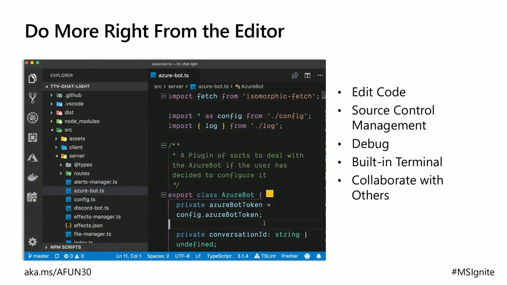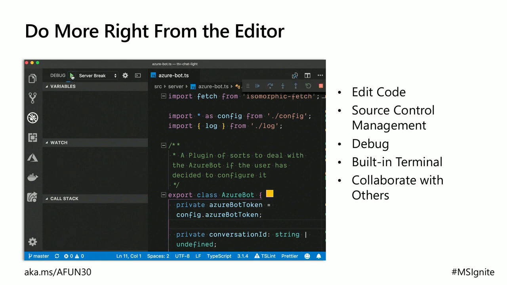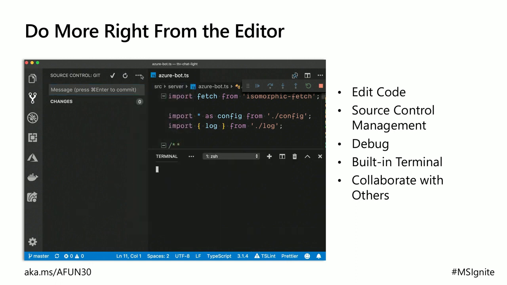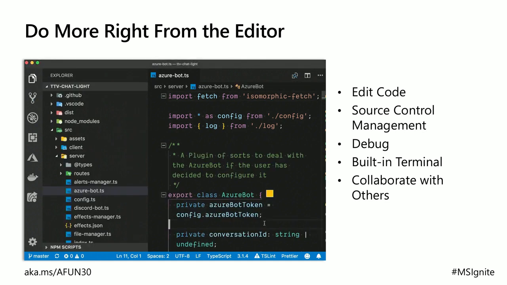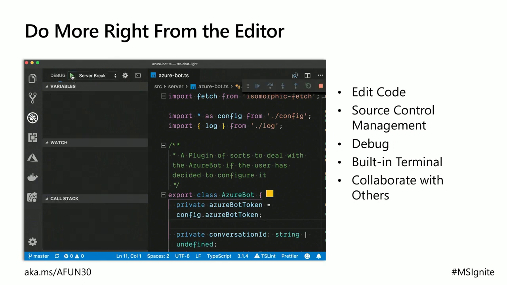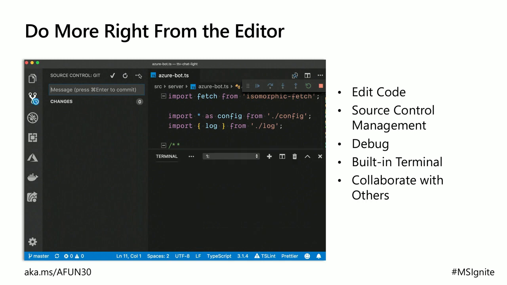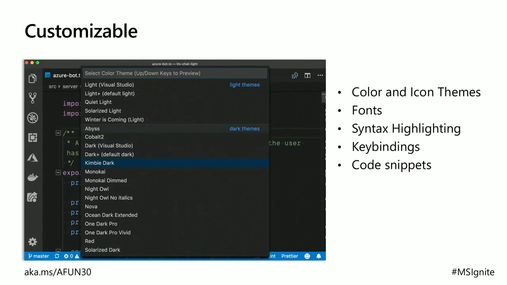So when we talk about doing more from the editor, some of the things you can do without leaving are edit code. You can manage source control, and that includes infrastructure as code that you might have checked in. You can debug. You can use a built-in terminal. And with Live Share, you can collaborate with other individuals who have Visual Studio or Visual Studio Code. Even if they don't have the same platform or the same extensions, they're able to connect to your experience, to be able to walk through, to edit code, and to debug. So it's a very powerful experience.